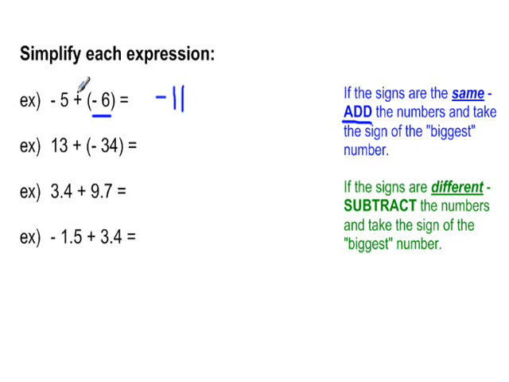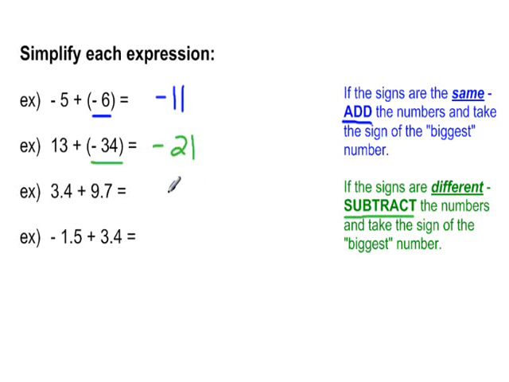This next one's different because I have different signs. I have a positive 13 and a negative 34. That is our green rule. We're going to be subtracting those numbers. So in a calculator or in my head or off to the side of my paper, I'm going to say 34 minus 13, and that gives me the number 21. Now the kindergartner says 34, that's my biggest number, so I'm going to take that negative sign and I'm going to throw it onto my answer.